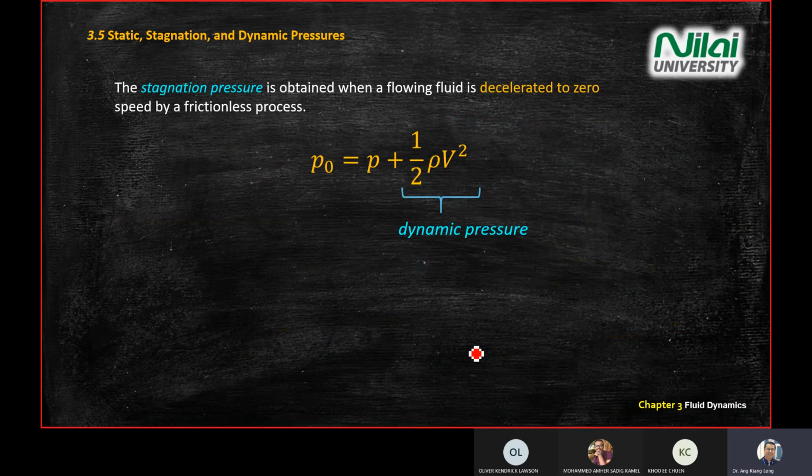And then from the stagnation pressure equation, on the right hand side, you see half rho V squared. Half rho V squared we name as dynamic pressure. Half rho V squared is dynamic pressure. So from today onwards, we will identify half rho V squared as dynamic pressure, because later on you will learn about lift and drag.